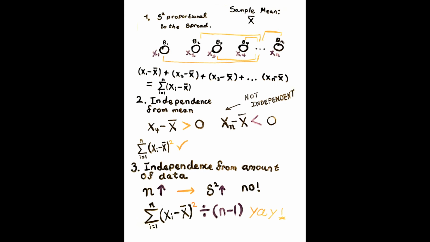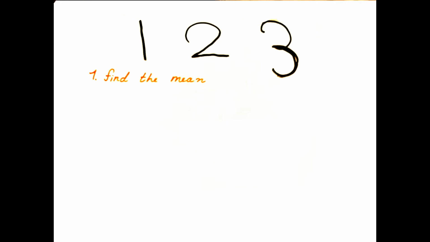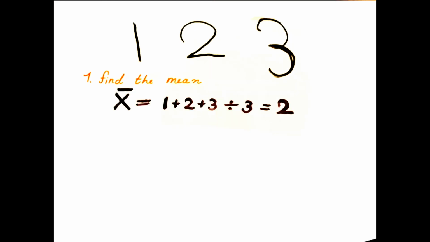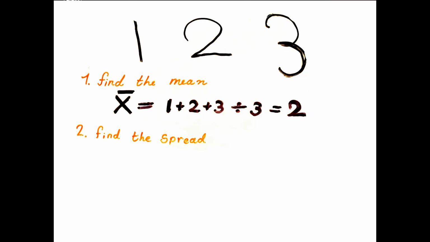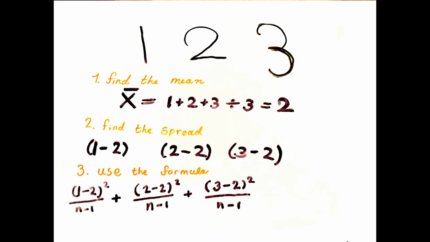Now let's go over an example. Let's say our data set is 1, 2, 3. The first thing you need to do is find the mean. If you recall the formula for the mean, it is the sum of all the variables over the number of variables. In this case, 1 plus 2 plus 3 over 3. Our next step is to find the spread the same way as before. Here we'll have 1 minus 2, 2 minus 2, and 3 minus 2. Now we square, sum, and divide by n minus 1, giving us a solution of 1.